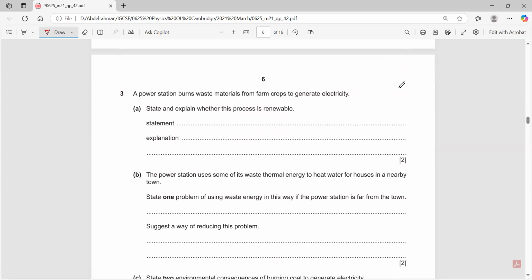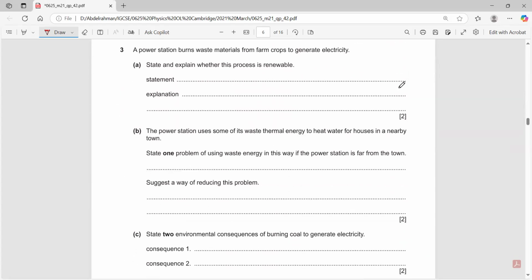A power station burns waste materials from farm crops to generate electricity. State and explain whether this process is renewable or not. Biofuels, is it renewable? Yes. Why? Because the waste materials do not run out.